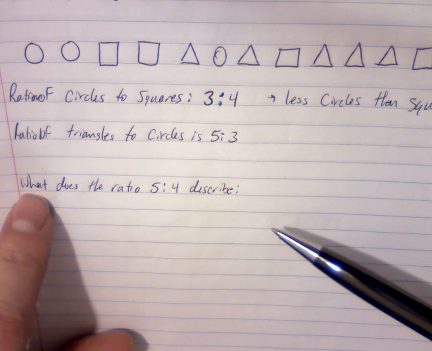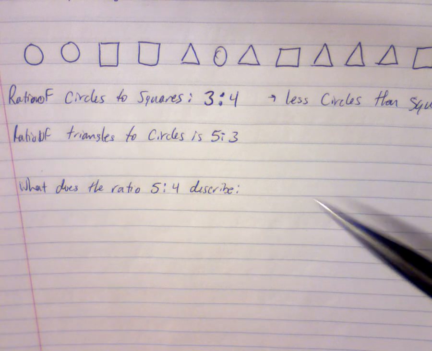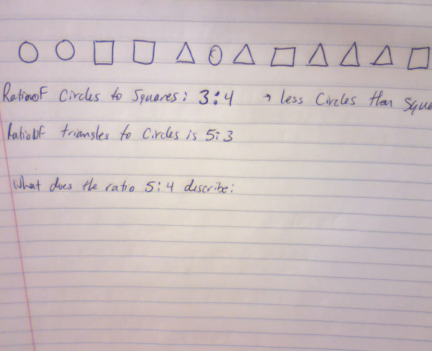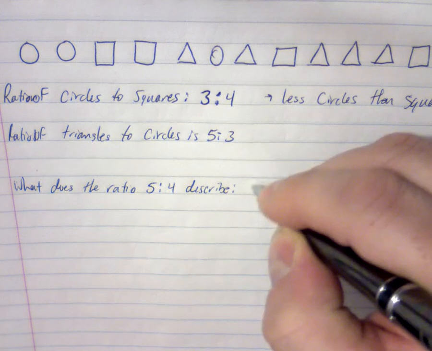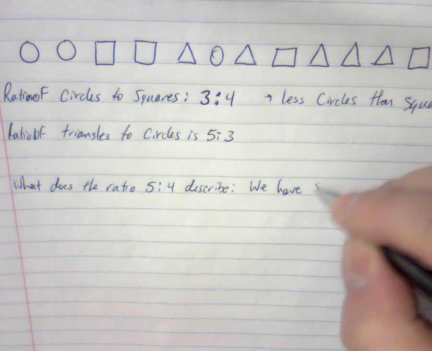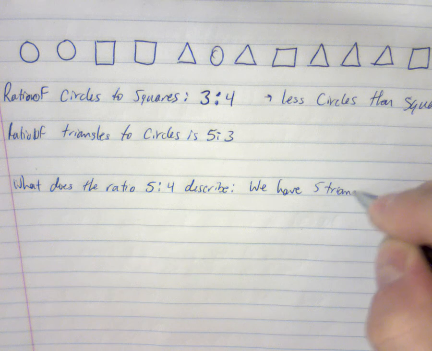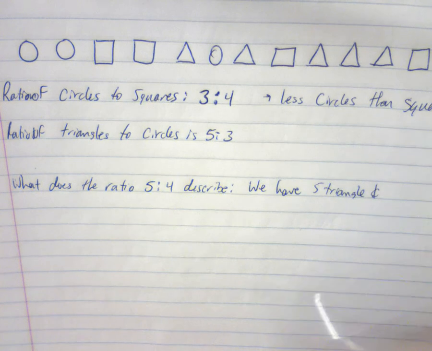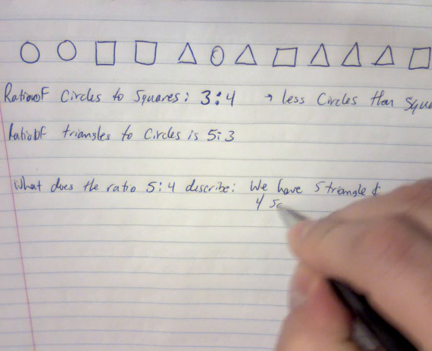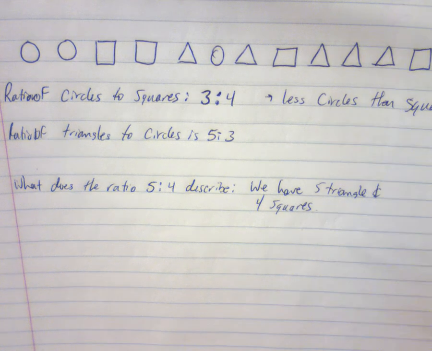Last but not least, it says, what does the ratio 5 to 4 describe? Well, what that means is that we want to know what we have 5 of. So let's see, what do we have 5 of? We have 5 triangles and 4 of something, 4 squares.